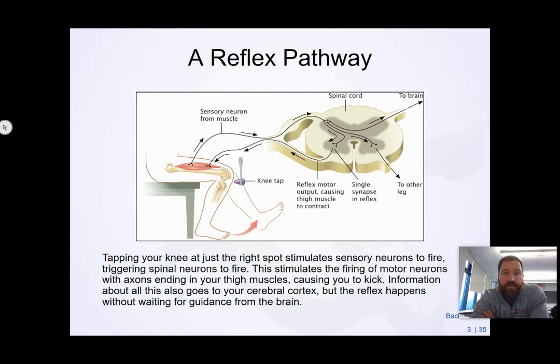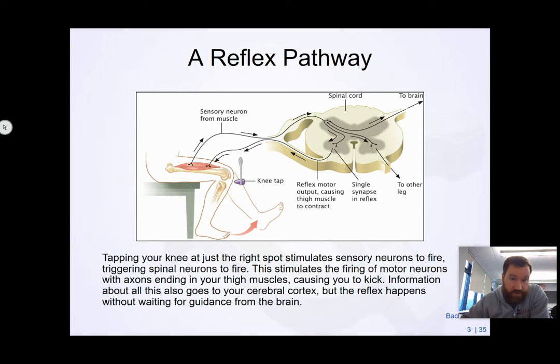Okay? As that information comes into the spinal cord, a few things happen. One, there's a transfer of information. This is all along one axon, so this is one nerve. This is why it's so quick. And then it goes to the spinal cord. Some of it gets routed up to the brain so that the brain can go, oh, someone just hit my leg, right? You can be aware of that sensation.